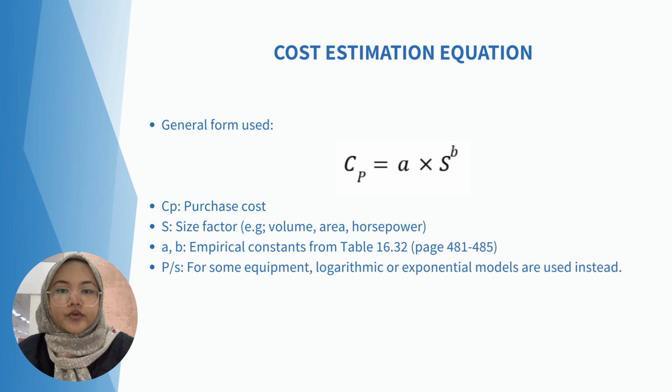Now I will continue with the cost estimation equation, where the general form used is Cp equals A times S to the power of B, where Cp is the purchase cost, S is the size factor, and A and B are empirical constants from table 16.32 on pages 481 to 485 in the textbook. And for some equipment, logarithmic or exponential models are used instead of this equation.